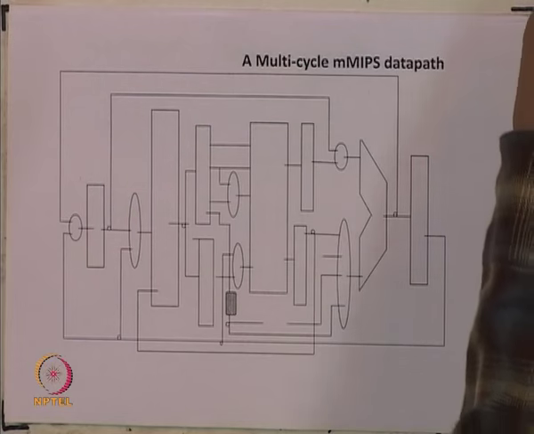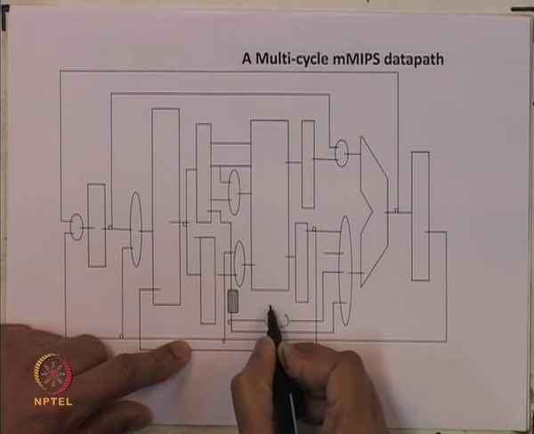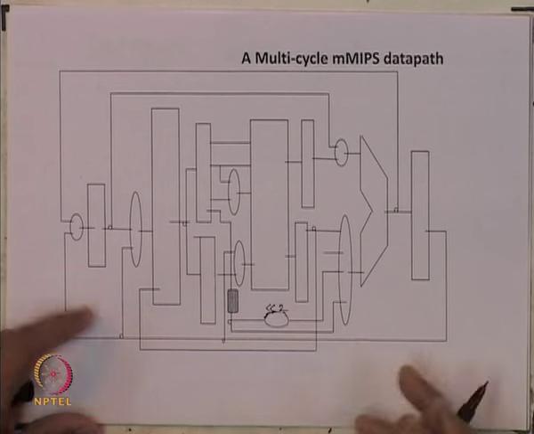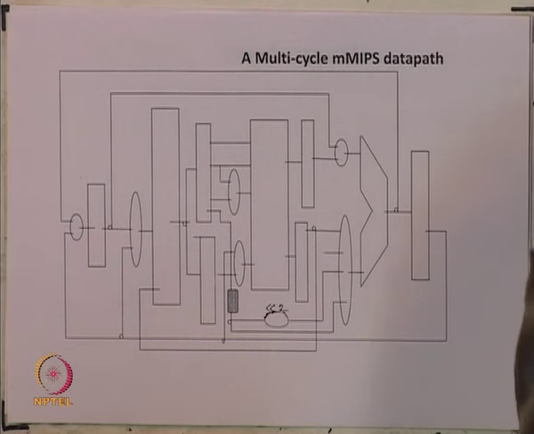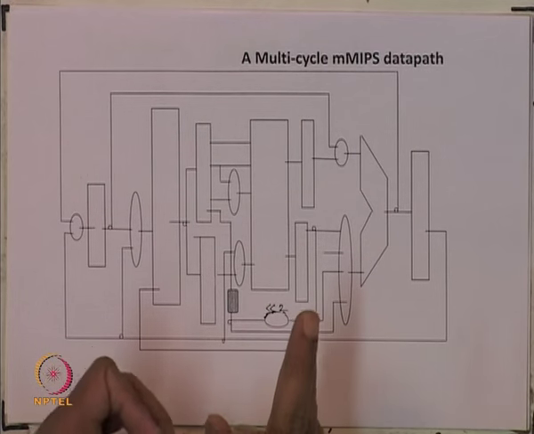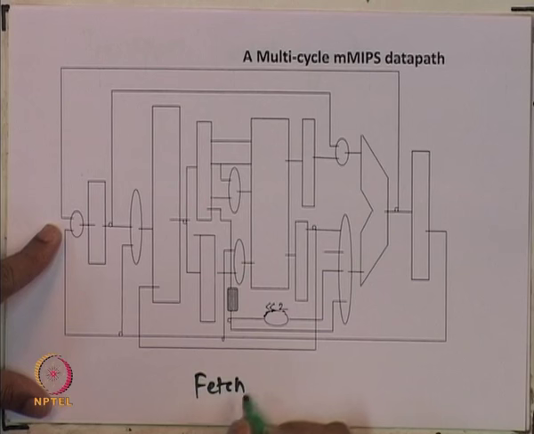So, let us take this again, just an outline here. This is a relatively insignificant thing, do not worry about it. This outline we just have as a background, and now we show how the data path is configured for different subcycles. Let us take the first subcycle, that is fetch, which is common for all instruction cycles, all instructions. So, what happens in the fetch subcycle? This is for the fetch subcycle.